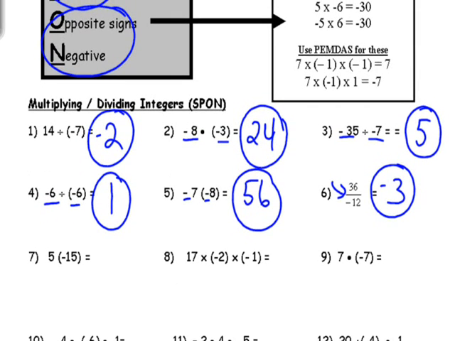Next one, 5 times 15. That would be 75. Now I'm going to look at the signs. They're opposites. We have a positive and a negative. So that would be negative 75.